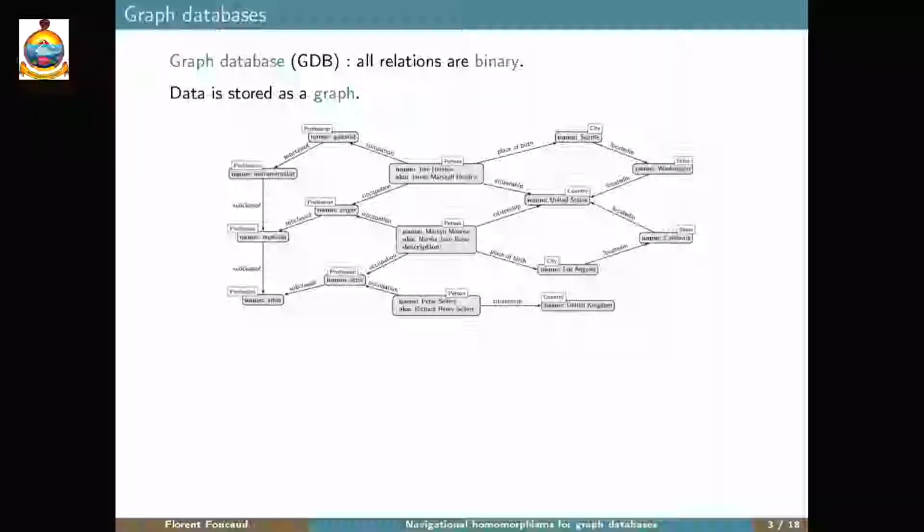I think this is taken from Wikipedia. These are some artists, and as you can see, this is a directed graph which is also labeled. So it's a directed edge-colored graph. There is some information on the vertices, so there are labels on the vertices, and there are labels on the relations, on the arcs, that connect the pieces of data.